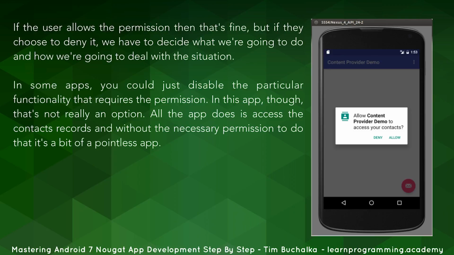Now in some apps you could just disable the particular functionality that requires the permission. But in this app though, that's not really an option. That's because all the app really does is access the contacts records, and without the necessary permission to do that, it's a bit of a pointless app.